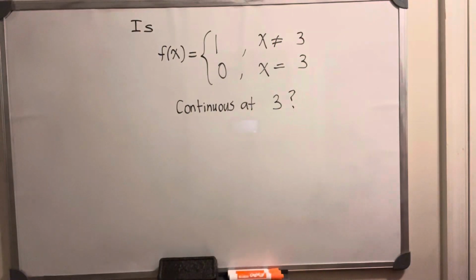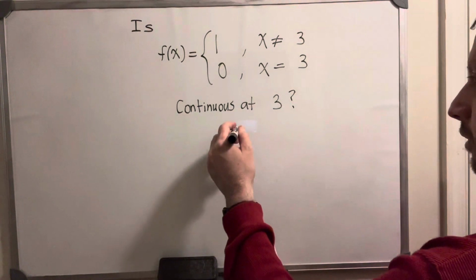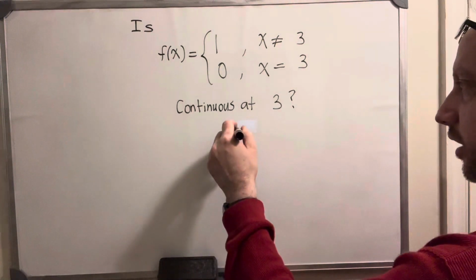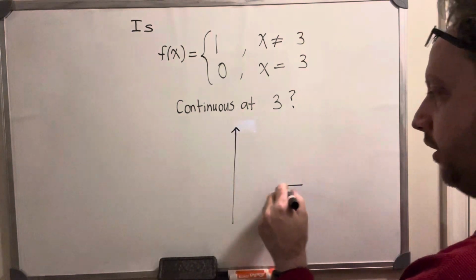This problem says, is the function f of x equals 1 if x is not equal to 3 and 0 if x is equal to 3 continuous at 3? So think about this, and if you need to review the definition of continuous at a point, we're going to do that in a minute, but as we go, if you remember it, think about it.